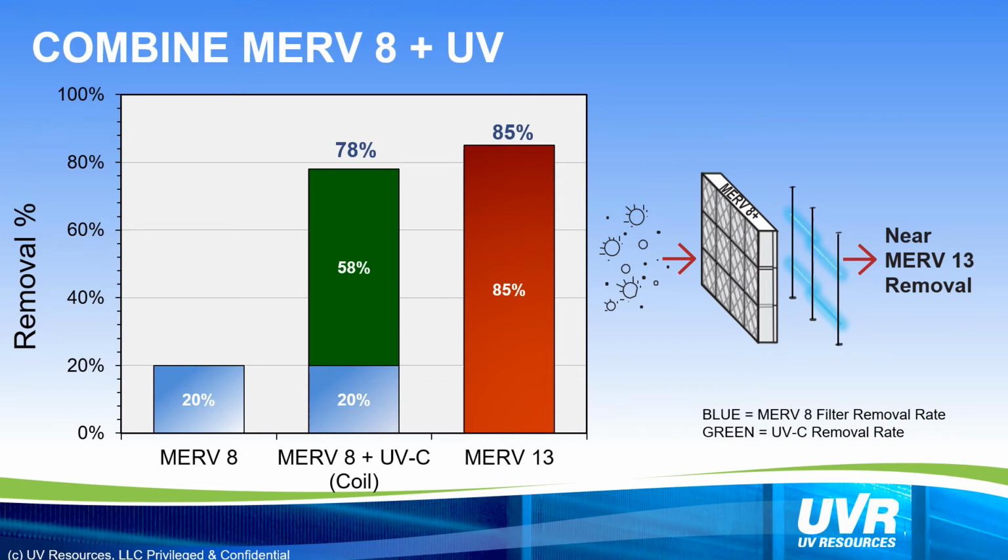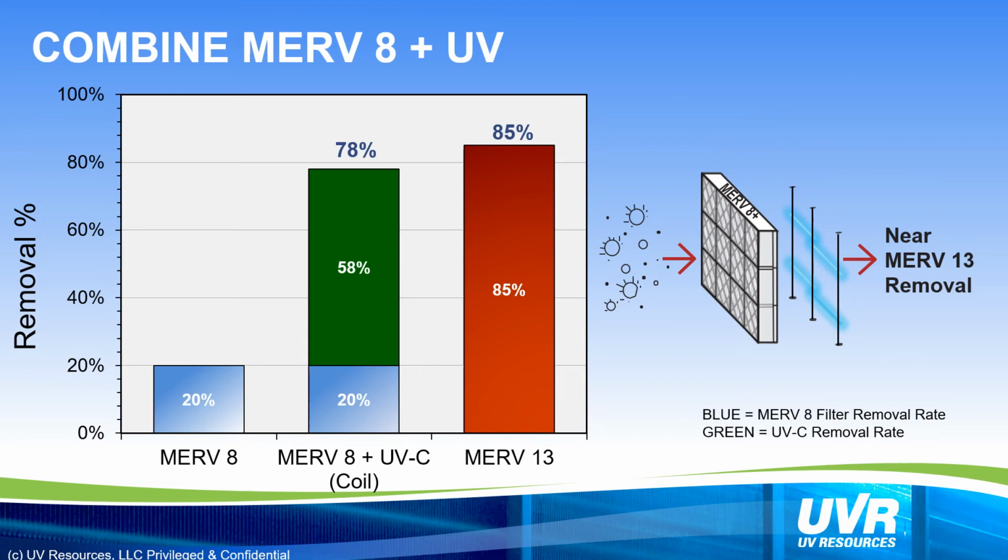Facility engineers can achieve that MERV 13 removal rate equivalency by combining a medium efficiency MERV 8 filter with a standard coil cleaning UVC. And because there is less airflow resistance using a MERV 8 than a MERV 13 filter, facility engineers do not need to sacrifice airflow levels or compromise cooling capacity to achieve a near MERV 13 level. So, let's take a closer look.